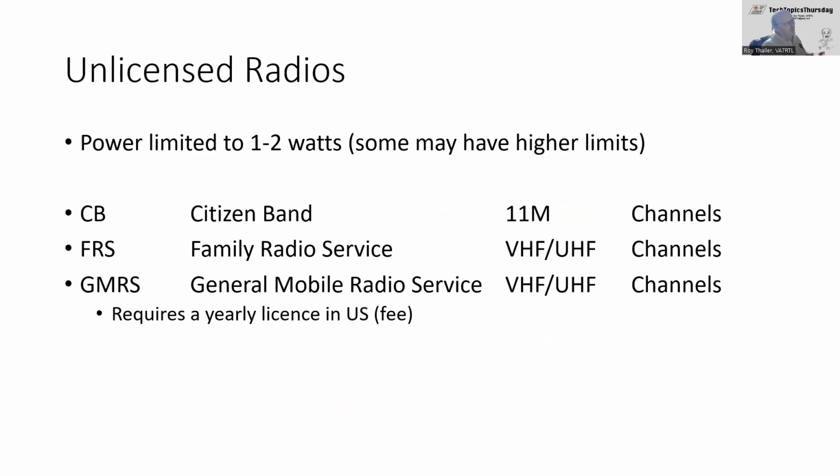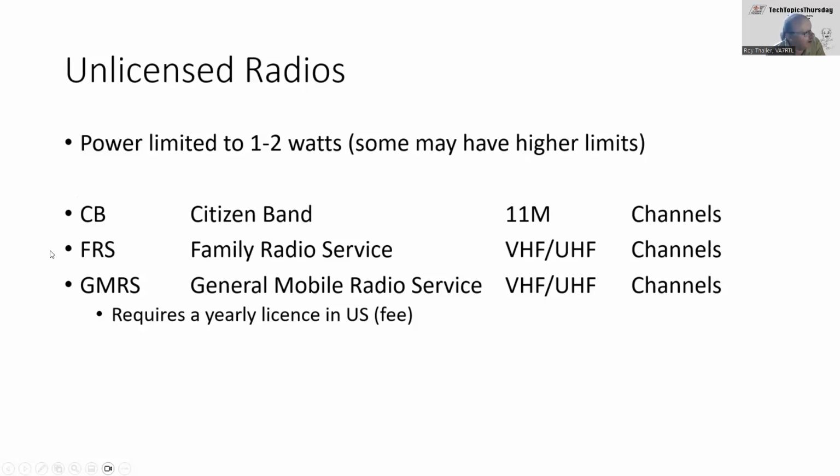So when you start looking at what's available for amateur radio and for the public, you typically have your unlicensed radios, and these are the ones you can buy in Canadian Tire or Walmart. And power is typically limited to 1 to 2 watts. In some areas, like CB, you might be able to get up to 5 watts. So you have your CB radio, which is the 11 meter band, your 27 megahertz or 28 megahertz. And this is divided into channels.